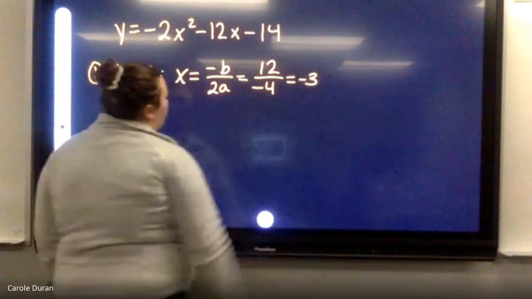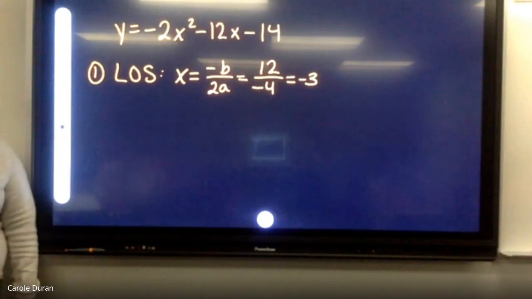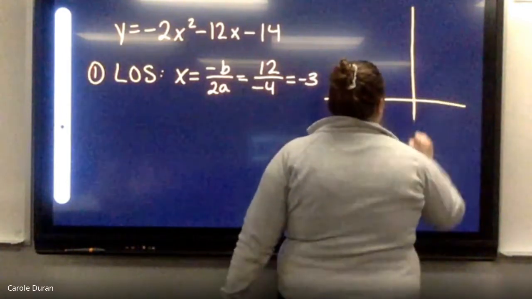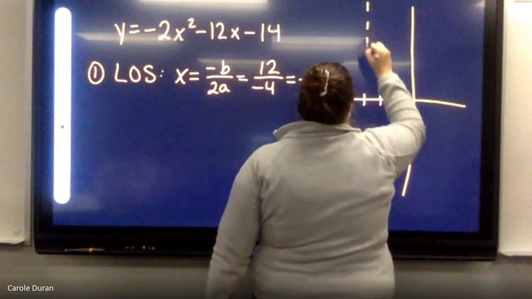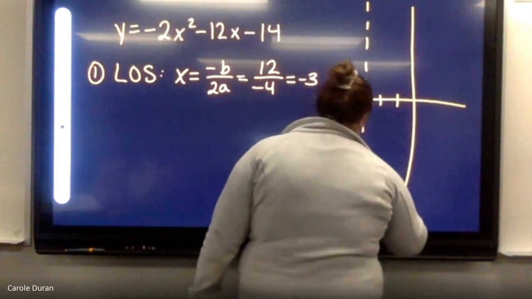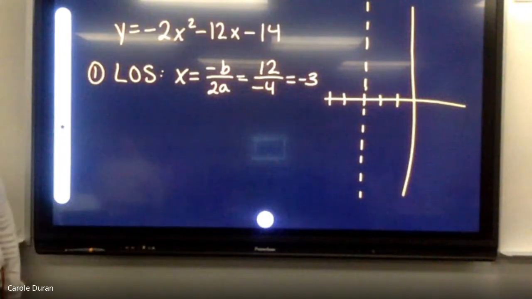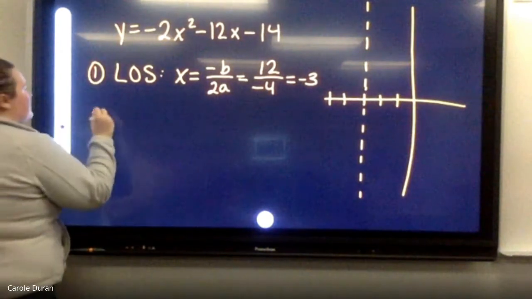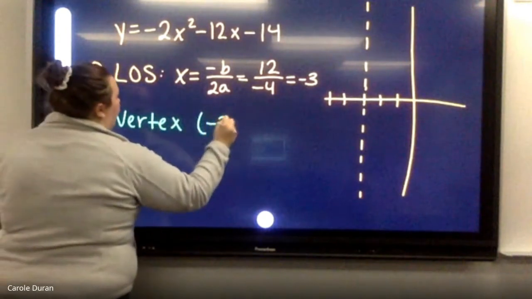And then I go ahead and I reduce that. 12 divided by negative 4 is negative 3. So my line of symmetry exists at negative 3 on the x-axis. It's always the first thing I put on my graph. I also know that this is the x-coordinate for my vertex. Vertex being the highest or the lowest point on the graph.